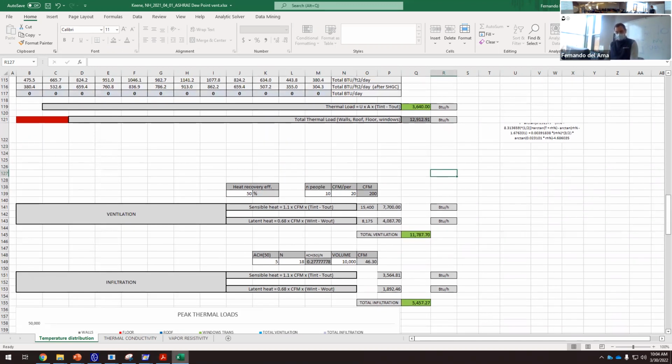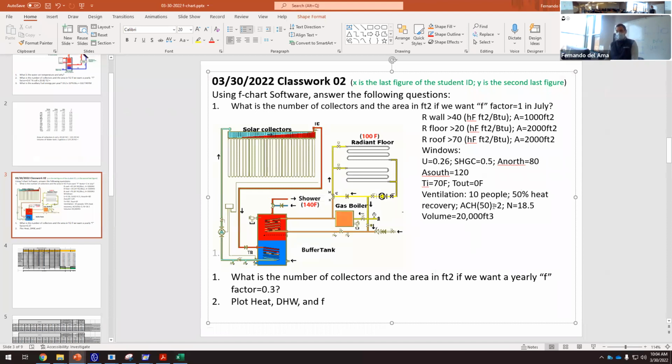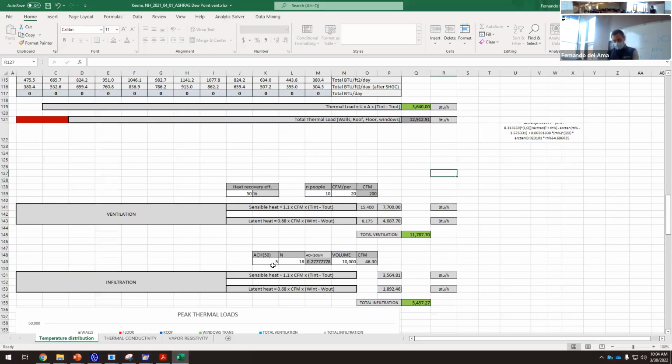And what about the infiltration loads? For the infiltration loads, I have this test, the blower door test. The result is 2, very good, a very tight building. The N is the exposure. You remember that there is a map, we have a wind zone, then we have the exposure, exposed or protected or shielded. So the result from the blower door test is 2, and this is 18.5.